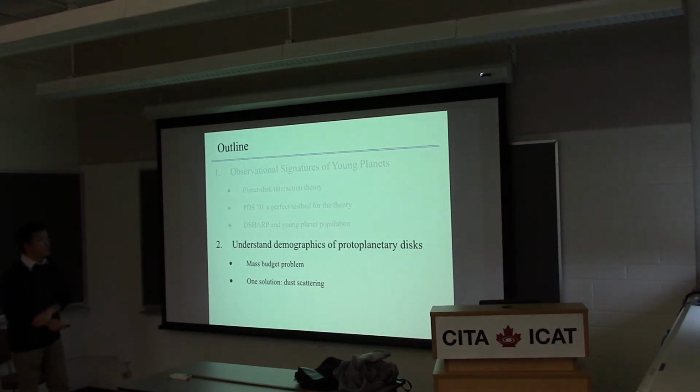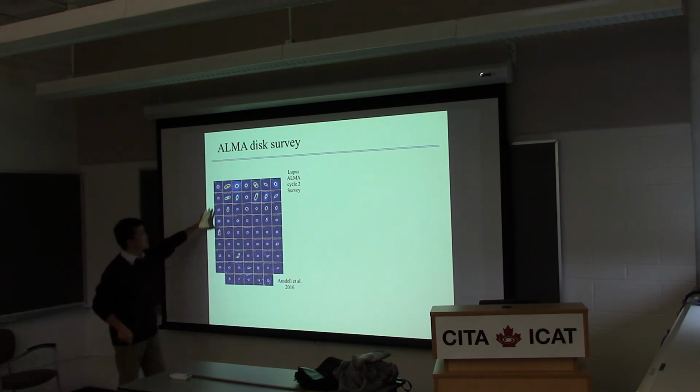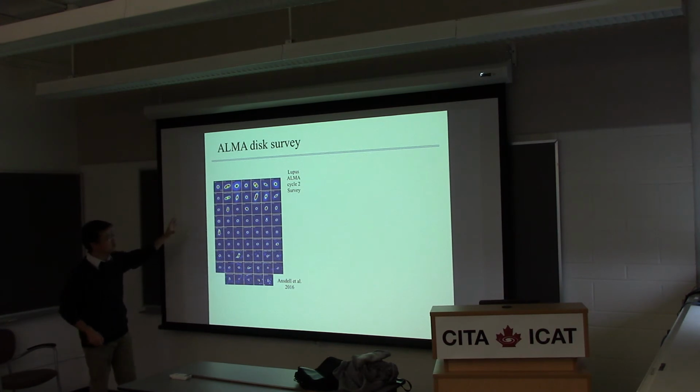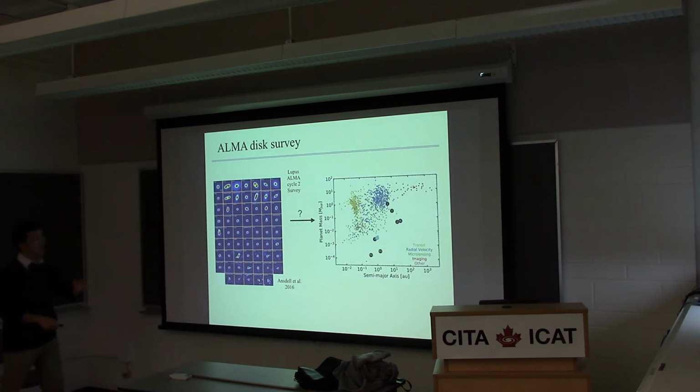Okay, so then we have 5 minutes to talk about these statistics on planets. A good way to study protoplanetary disks is to do an ALMA blind survey for all the disks in a star-forming region. Some were big, some were small, and we compare with the planet statistics.